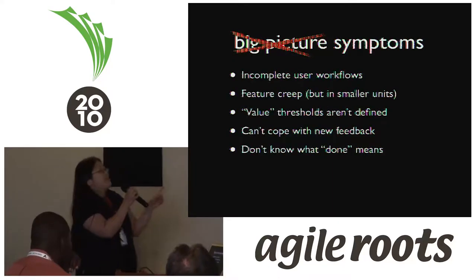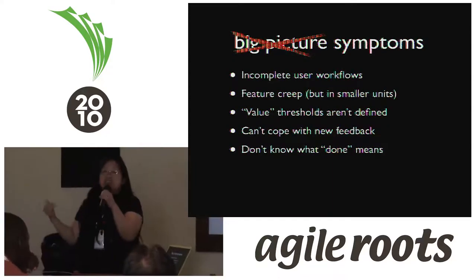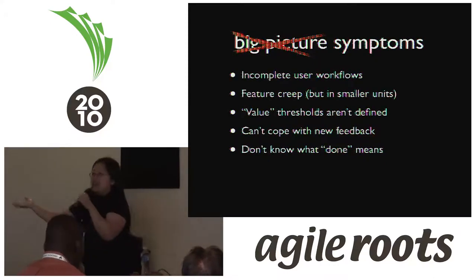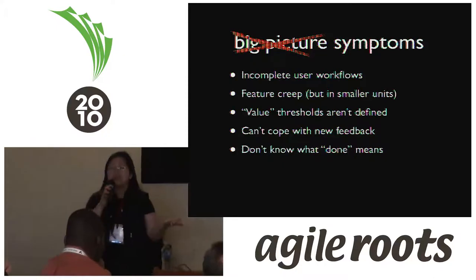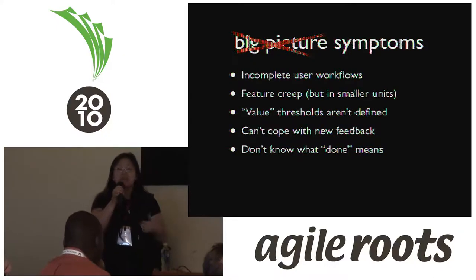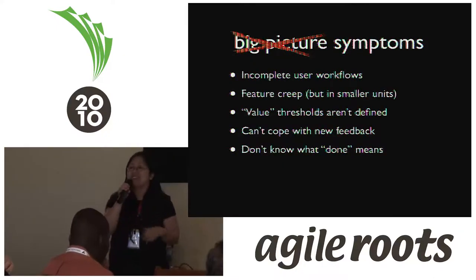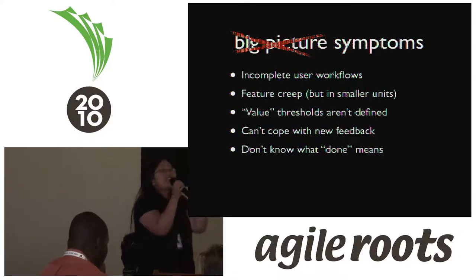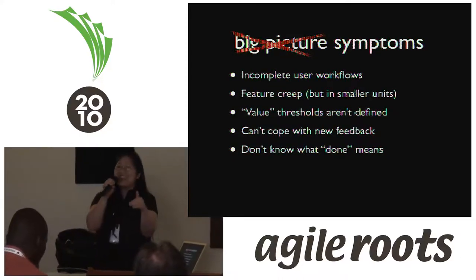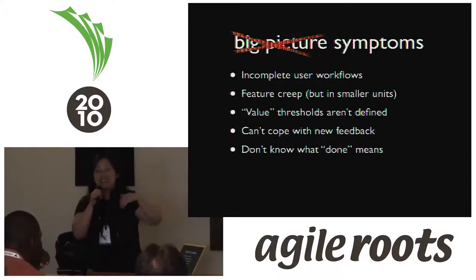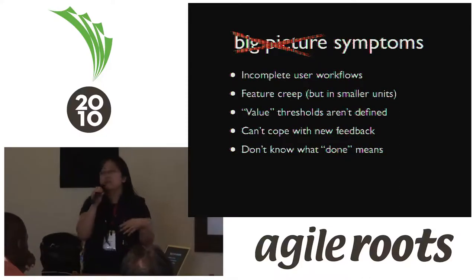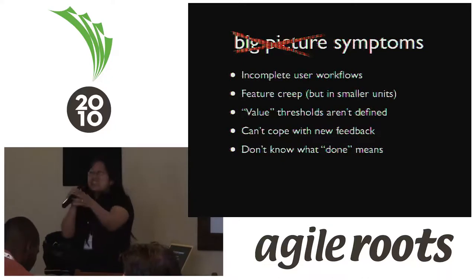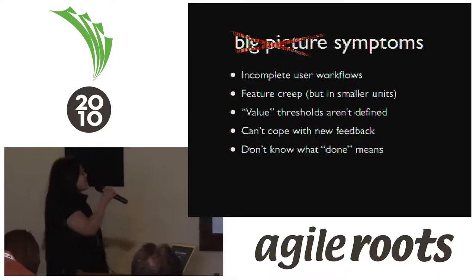When you don't have a big picture, these are the sorts of things that happen. You get incomplete user workflows. Like, that's what I was talking about, where you've been working for 5 sprints, and oddly enough, people still can't do something that they really need to do, right? You get feature creep, but in smaller units. And this is kind of happening because you're getting incoming data, but at the sprint level, and then people are going, oh God, let's fix that. They're not thinking, wait a minute, really should we be fixing that, right?